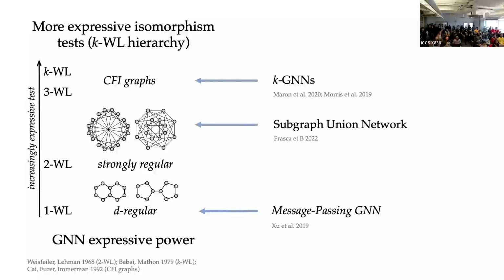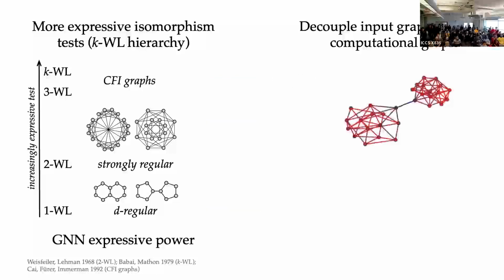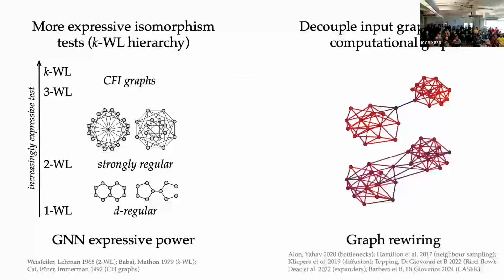KGNNs, the work of Kagai Maron and Christopher Morris. On the practical side, what is common to do is to decouple the input graph from the computational graph. So you're given the graph as an input, but you do propagation on some other graph. And this is known under the umbrella term of graph rewiring. Again, there is a slew of different works that try to do this for different considerations.